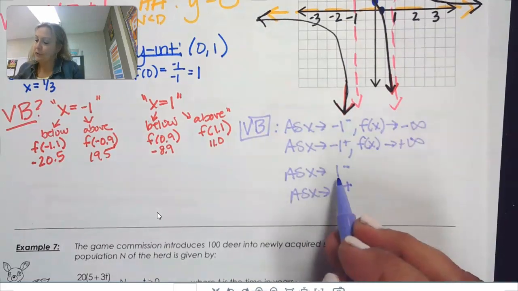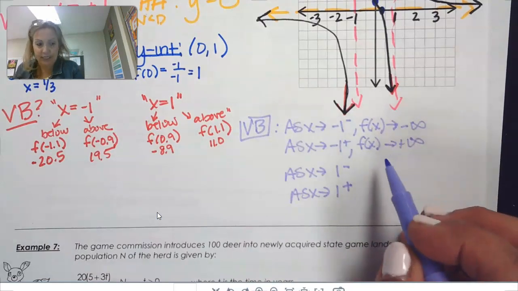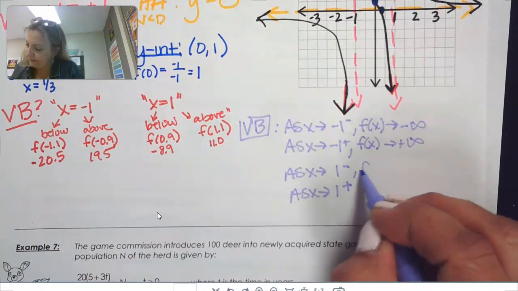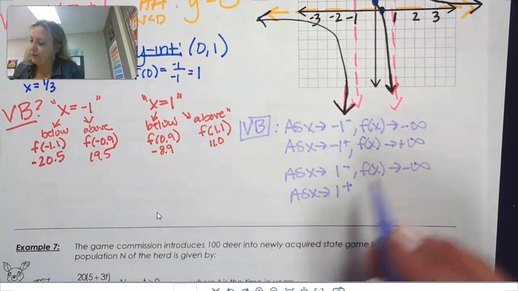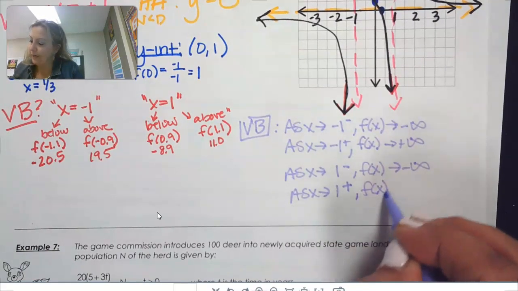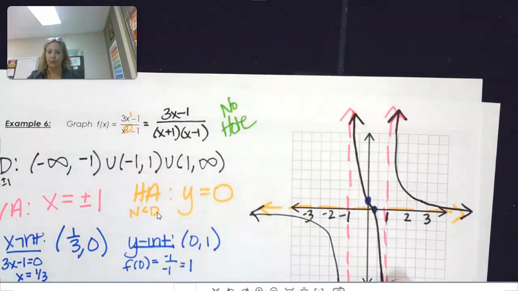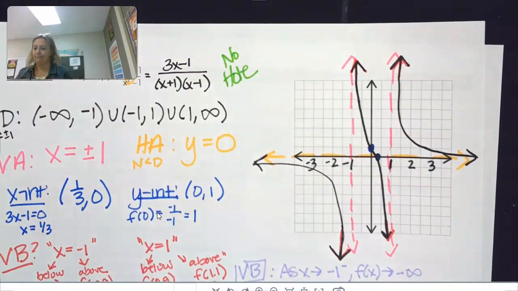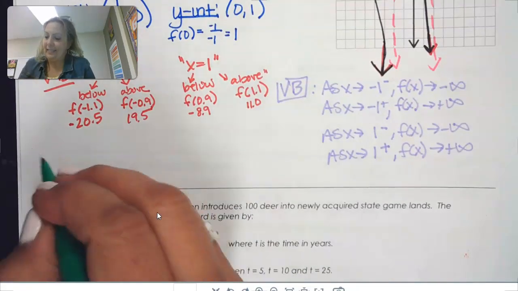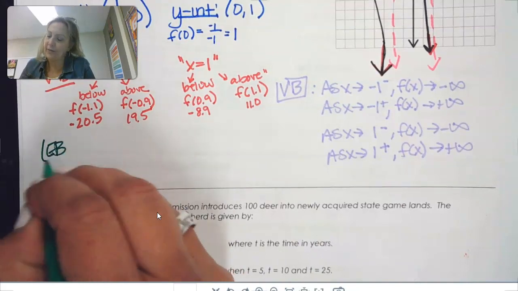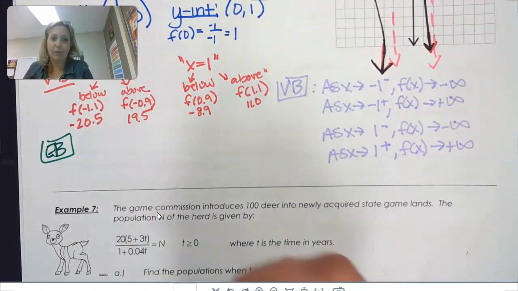So as x approaches 1 from the left, below it, we said that it was approaching negative infinity. And if we look at 1 to the right, we're going up towards positive infinity. And again, that's shown on the graph as well. Okay. In a test situation, I wouldn't have you write 5 million of these, okay? It's good for you to practice.